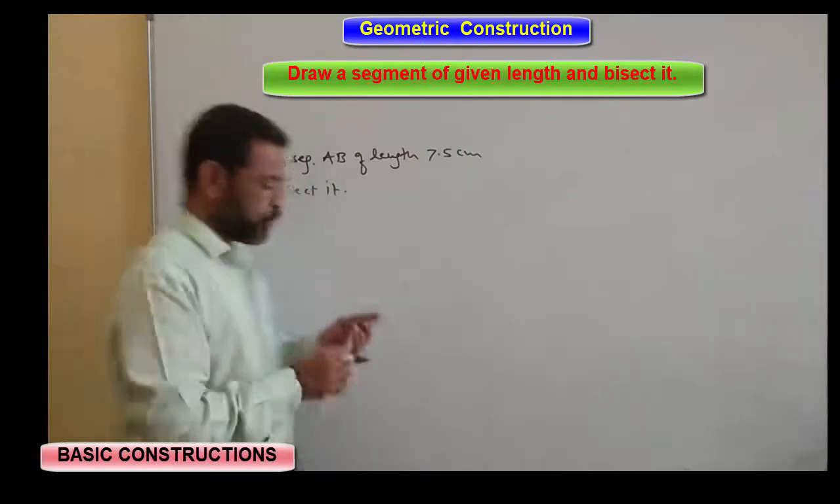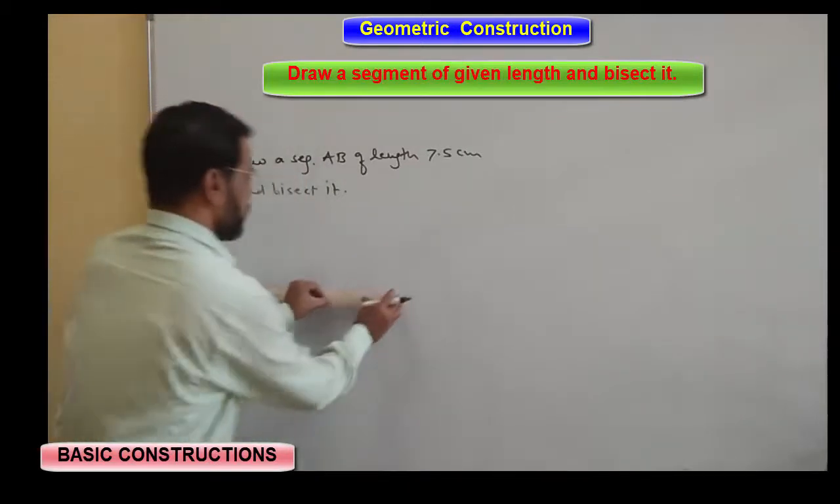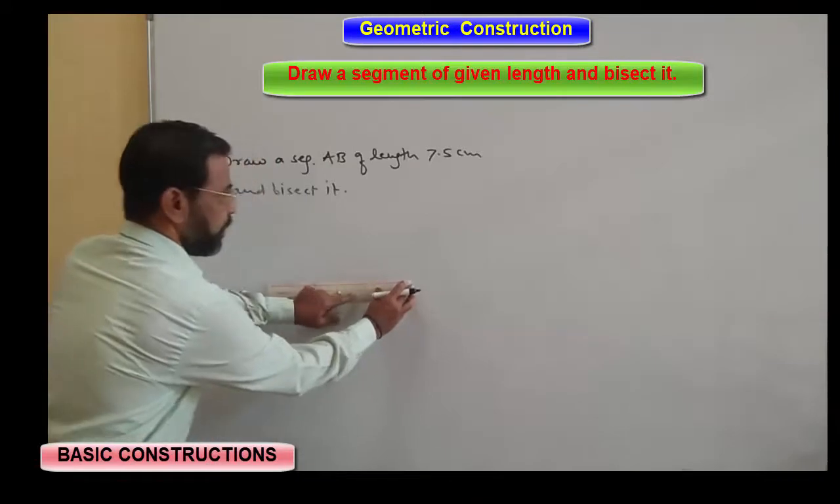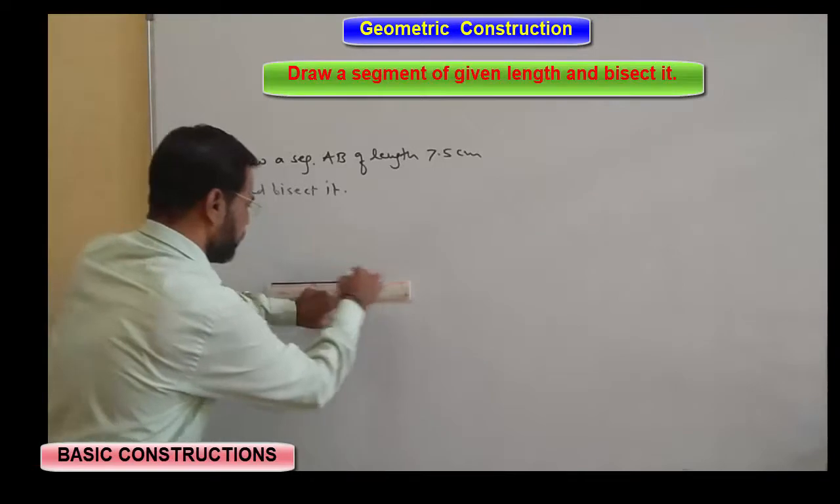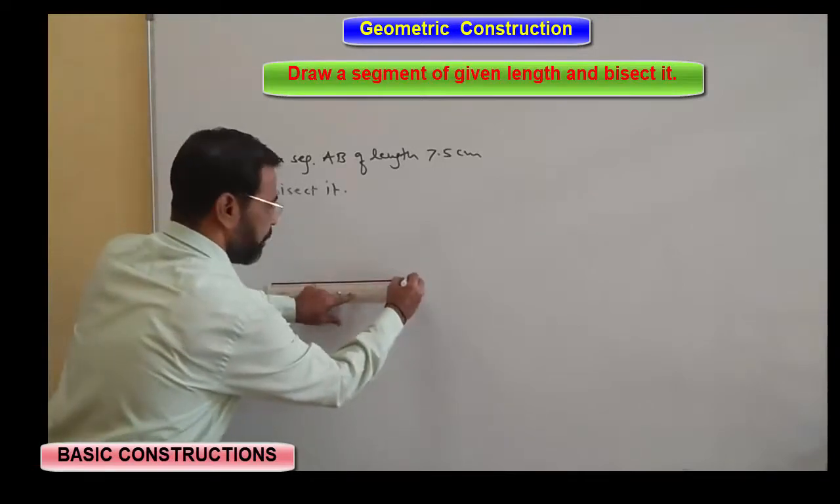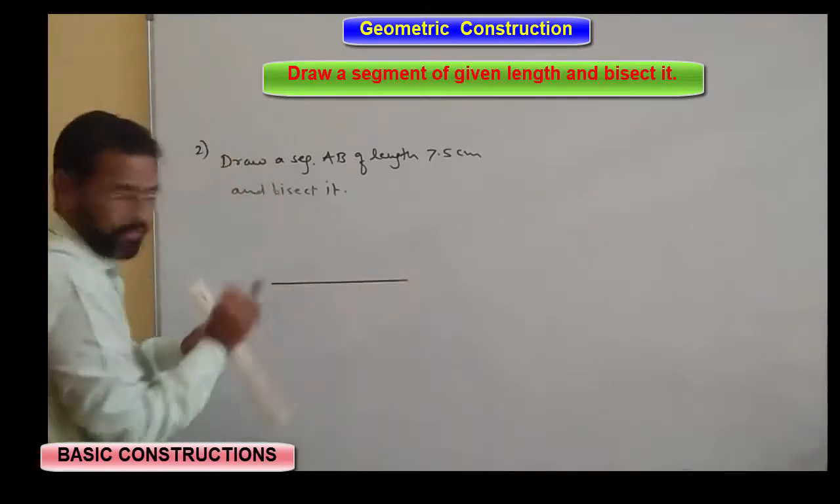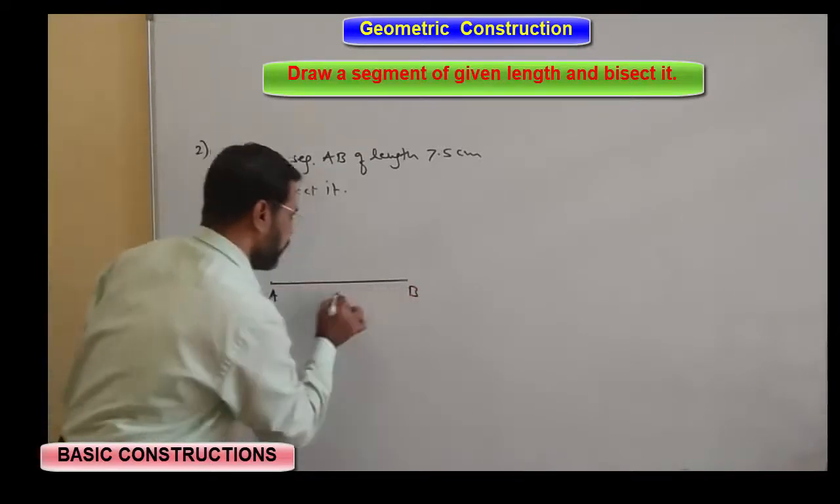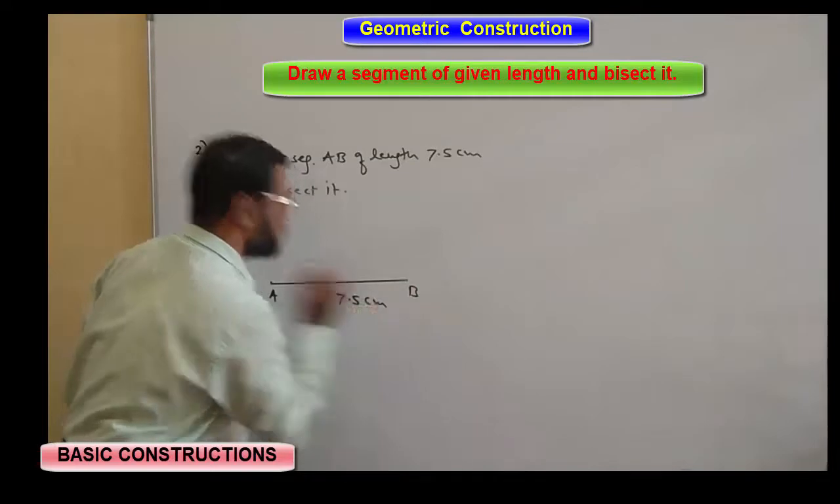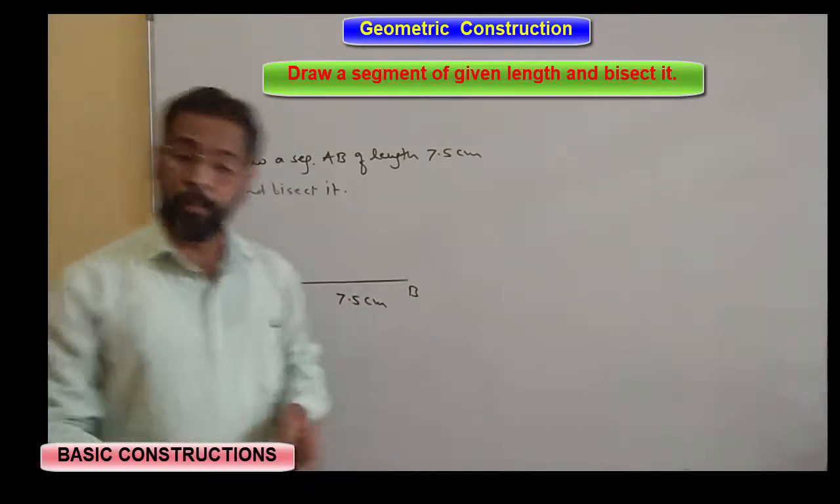Okay friends, now look here. Suppose this should be 7.5. Just try to think here: from this point up to 7.5, this is an approximate distance. Okay friends, now see here. This is segment AB of length 7.5 centimeter. And I am going to bisect it.